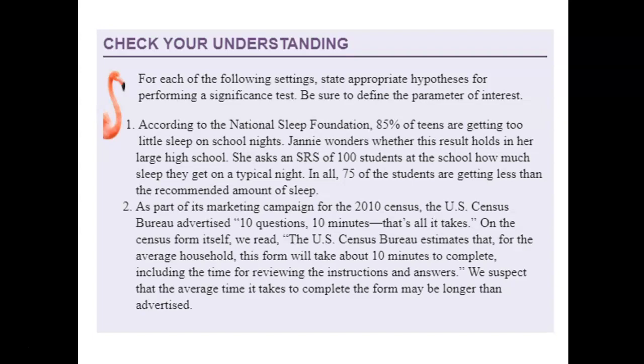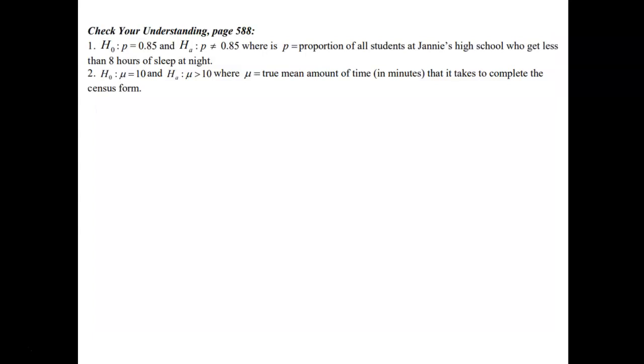The first one is about a sleep study that says 85% of teens are getting too little sleep. Jamie wonders whether this result will hold true at her high school. So she does a simple random sample of 100 students and finds that 75 of those 100 students are getting less than the recommended amount of sleep. So as far as null and alternative hypotheses, you have to remember what exactly we were trying to ask about. The null hypothesis was that the true proportion of students at the high school was 0.85. And then the alternative was just that it was different than 0.85.